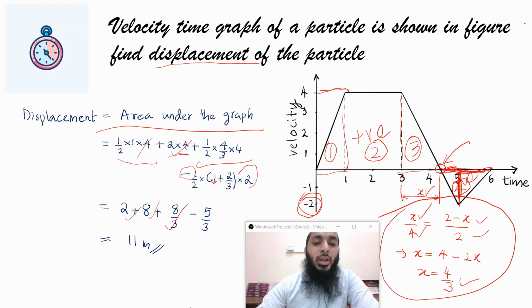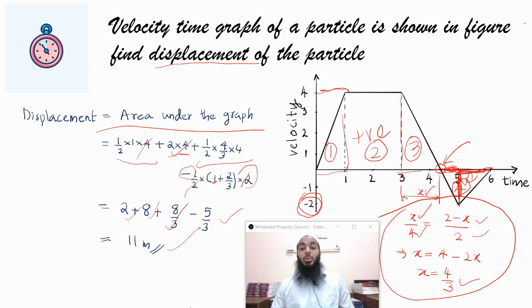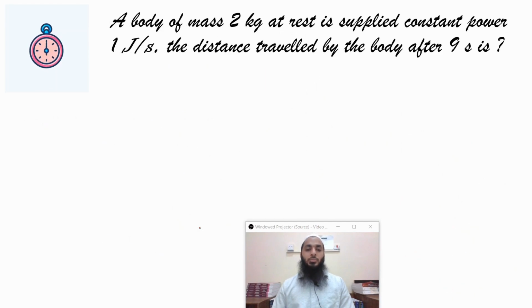And here, if you take the LCM, this will be 3 plus 2, 5, so 5 by 3, and this 2 and this 2 will get cancelled. So you will get 5 by 3, and finally the answer will be 11 meters. So it wasn't a very difficult question. This was pretty simple. Let's go for the next question.